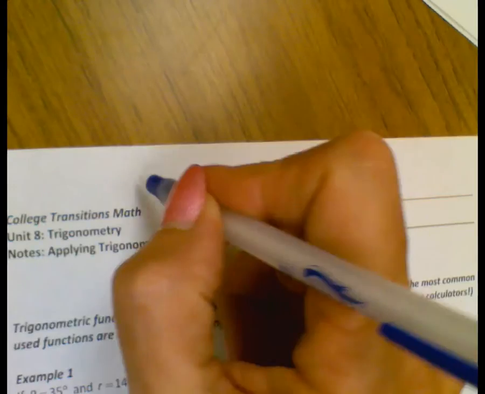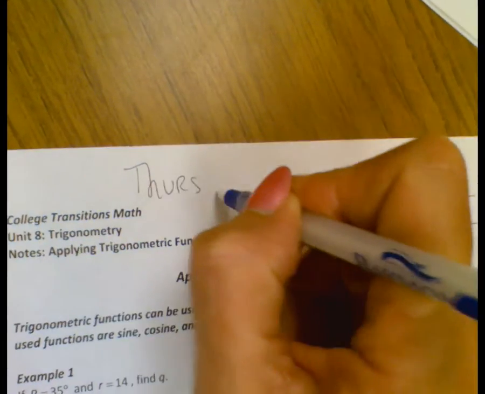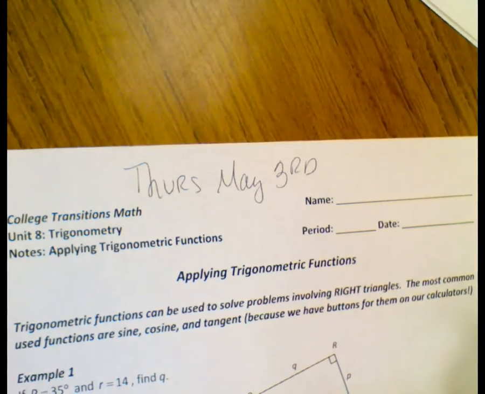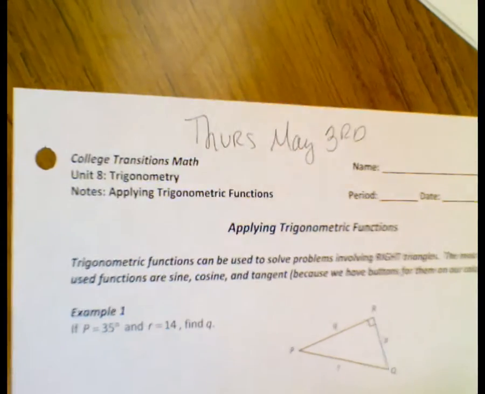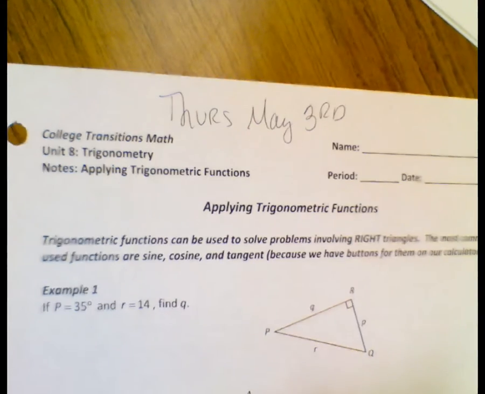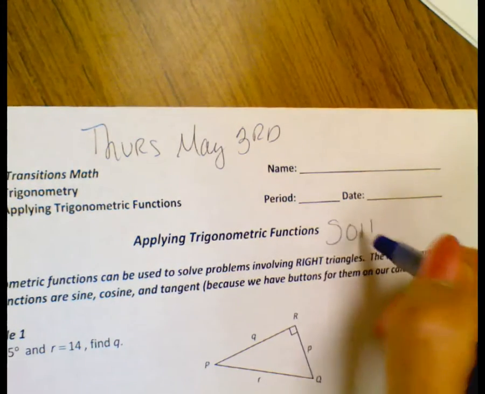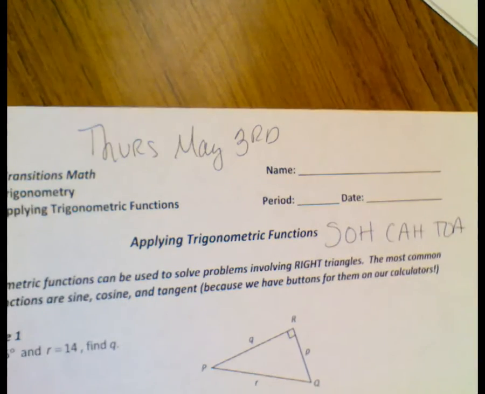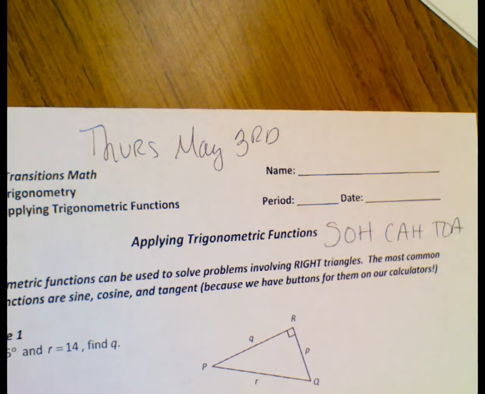Hi, these are notes for Thursday, May 3rd. Thursday, May 3rd. Notes. This is for you guys who take an air test, or if you were absent yesterday, this is your notes. This is about applying trig functions. It has a lot to do with SOHCAHTOA, and it has a lot to do with knowing how to use your calculator, how to cross multiply, things like that.